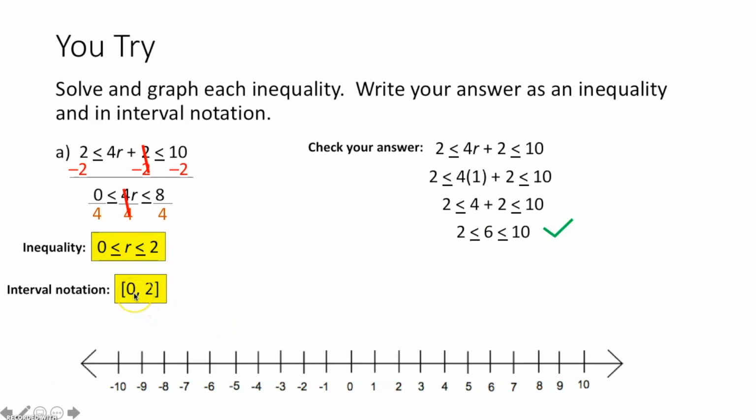Again, to graph it, really easy. At 0, I'm going to put a closed circle because I have a bracket and an equal sign. At 2, I'm going to put a closed circle because I have a bracket and an equal sign. And because it's an and compound inequality, I'm going to shade in between and you're done.